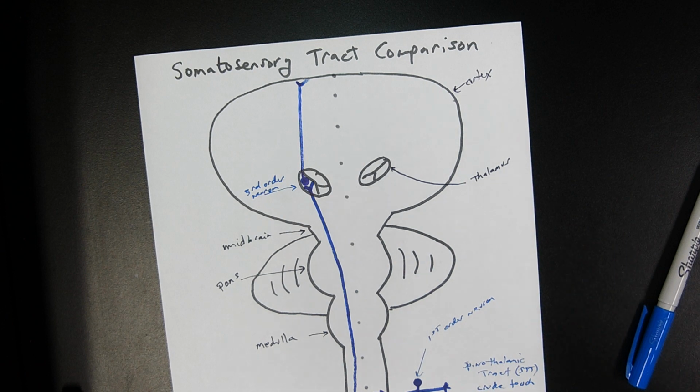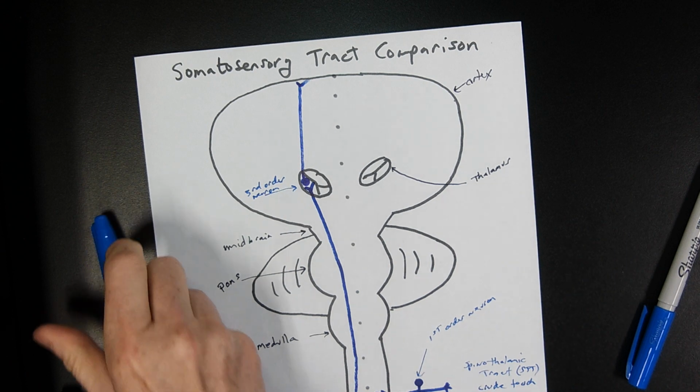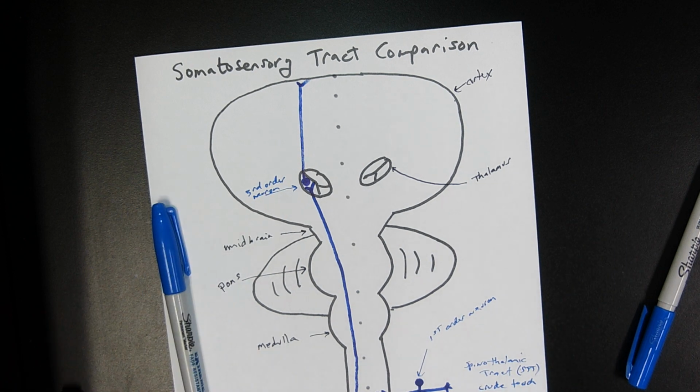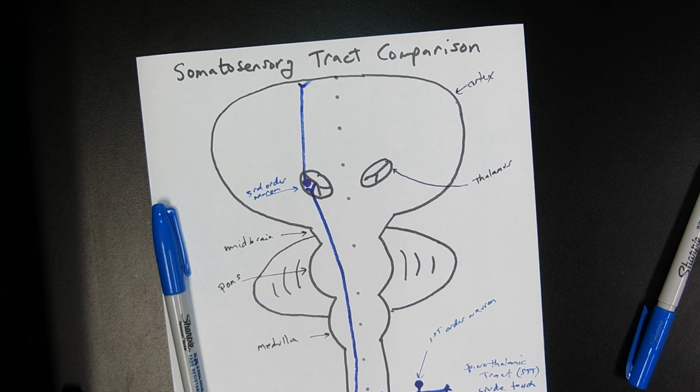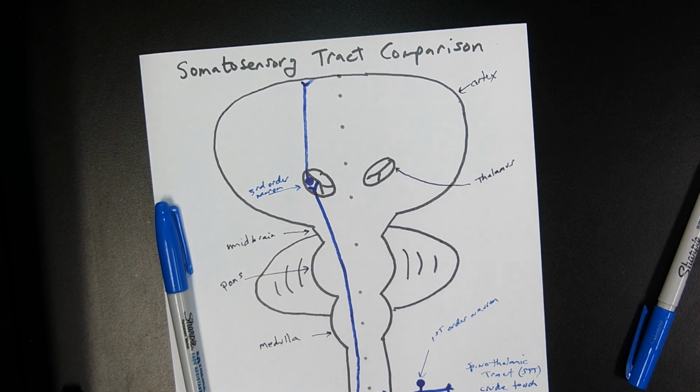Broad overview, we're going to go into much more detail on the spinothalamic tract. Now, the next one is going to be your DCML. And like I said, I'd like to start over here on this side with the DCML information coming up. So we have our first order neuron cell body sitting there in the dorsal root ganglia.